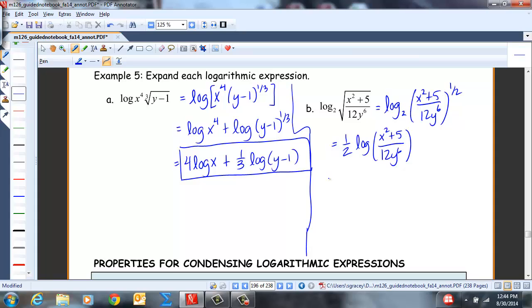And then this will be 1/2 times log of x squared plus 5, and that's log base 2. I apologize there. I need to write my base. And then minus log base 2 of 12y to the 6.